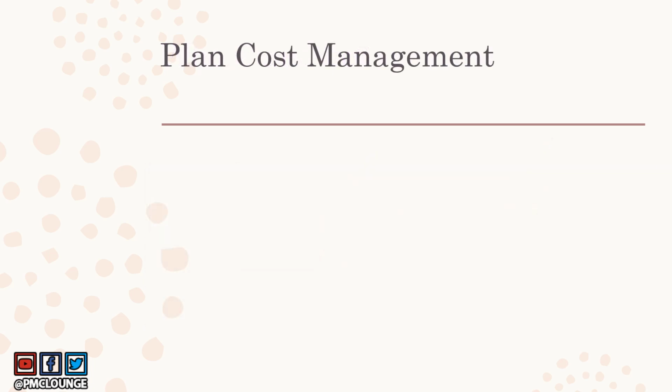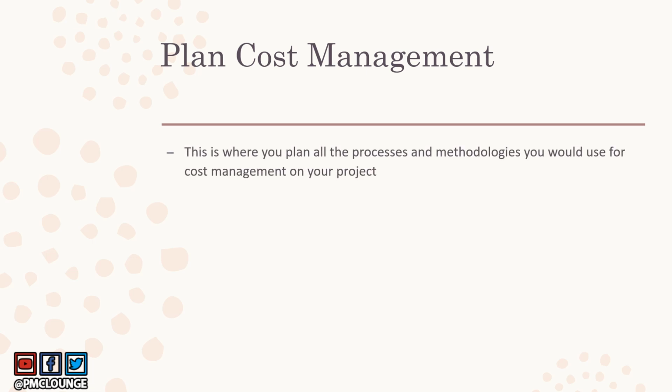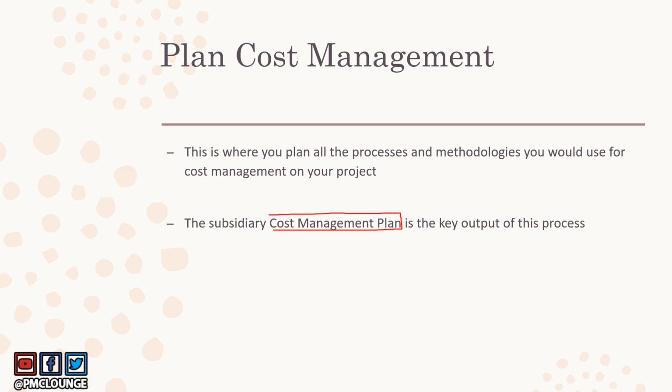All right, now let's talk about the first process, the plan cost management process. This is where you plan all the processes and methodologies that your project is going to use to perform cost management. This will also give you a cost management plan, which is a subsidiary plan of your project management plan. The project management plan has several different subsidiary plans, and one of them is the cost management plan, the key output of this process. Typically, the first planning process in every knowledge area gives you a subsidiary plan as an output, which becomes an input of the entire project management plan.